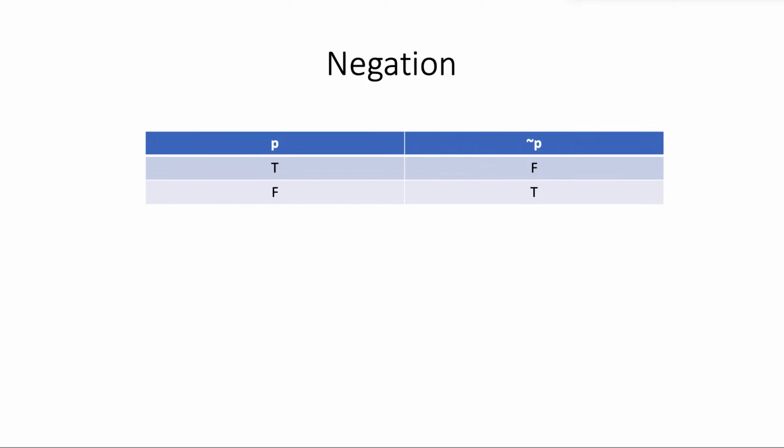Okay, the negation, super simple. Whenever P is true, not P is false. Whenever P is false, not P is true. That is the most simple.